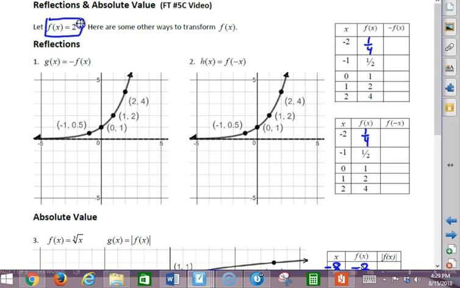When x is negative 2, 2 to the negative 2 is 1/4. 2 to the negative 1 is 1/2. 2 to the 0 is 1. 2 to the first is 2. 2 squared is 4. So these are the points that I have listed here.